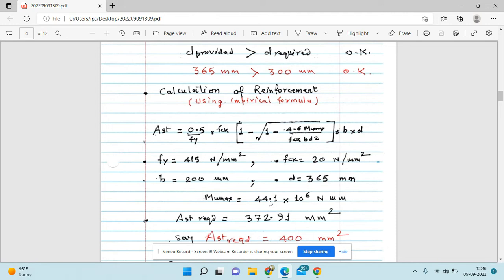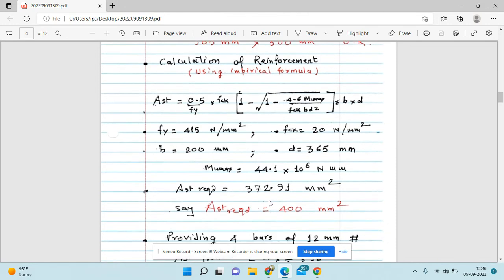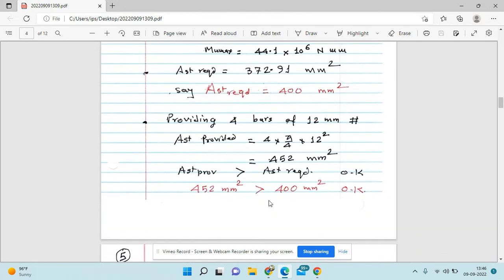Substituting all these values in this mathematical expression, the area of steel comes out to be 372.91 mm square. Taking it on the higher side, it will be taken as 400 mm square.